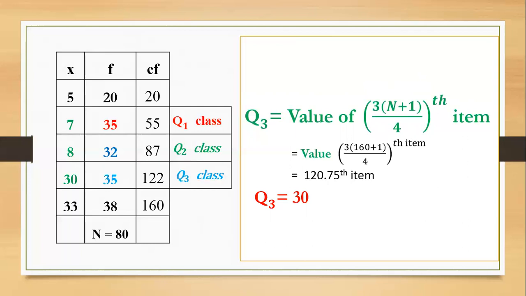We need the corresponding x value. So Q1 equals 7, Q2 equals 8, Q3 equals 30. The Q1 class corresponding x value is 7, the Q2 class corresponding x value is 8, therefore Q2 equals 8, and the Q3 class corresponding x value is 30. Therefore Q3 equals 30.